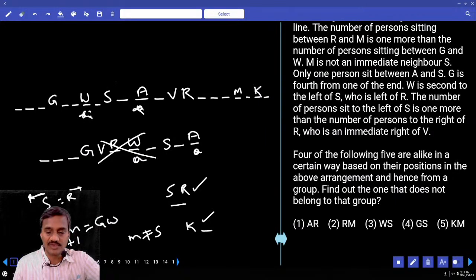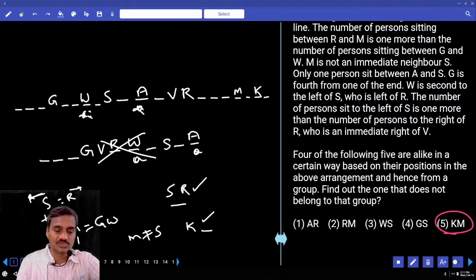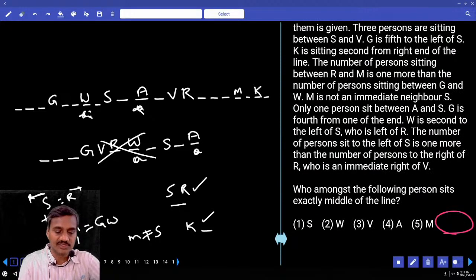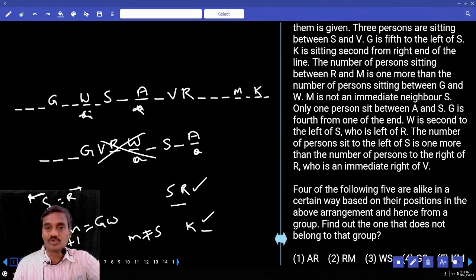A is to the left of R, and R and M, R is to the left of M, and W is to the left of S, and G is to the left of S, and K is to the right hand side of M. Except choice 5, in the remaining, the first person is to the left hand side of the second person, choice 5. Then next one, first in the priority, first we need to go for the number of persons. And if the number of persons were not the same, then direction. First person with respect to second.